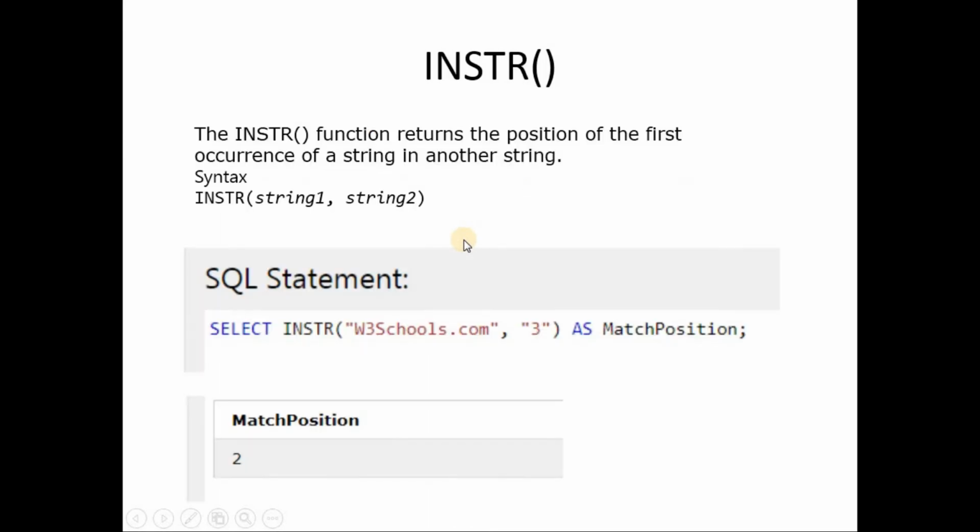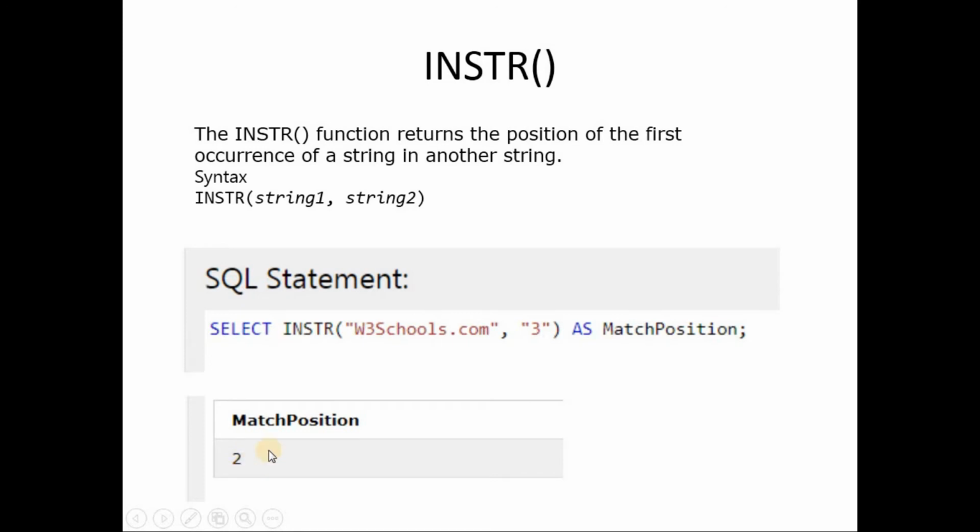Okay, the INSTR function is there. The INSTR function returns the position of the first occurrence of a string in another string. That means you have to take 2 strings here, and it will find the position of the second string in the first string. Okay, in the example, try to understand here. SELECT INSTR w3schools.com, comma 3. So 3 is the other string. Where is this 3 in this string? This 3 is there in the second position, 1 2, so it is coming 2.